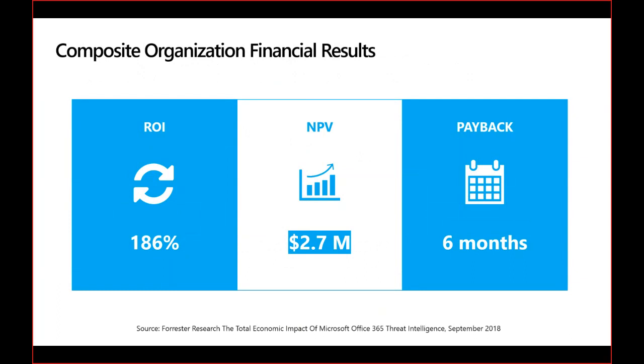What they were also able to do is calculate an ROI and NPV. So you can see that the ROI was 186% when they procured Office 365 Threat Intelligence. The net present value is about 2.7 million, and the payback happens in about 6 months. You can definitely see that it's very rapid payback, and it's very extensive in the amount of return you get on this investment, as well as the amount of money you are saving from this investment.